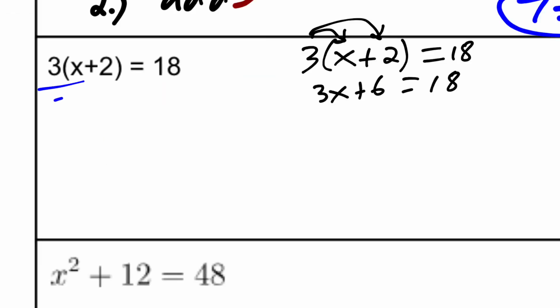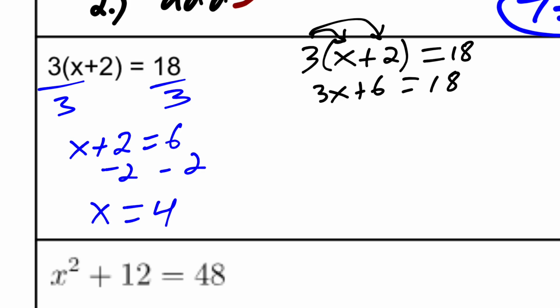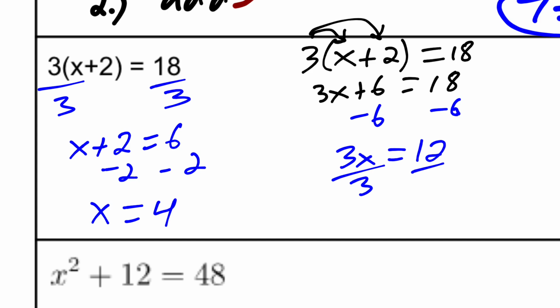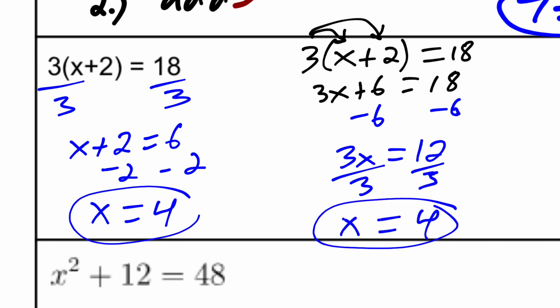For this next one, you could divide both sides by 3 and then subtract 2, and you would get x is equal to 4. I think a lot of people like to distribute first, in which case you would subtract 6 and then divide by 3, and you get x is equal to 4. Two different ways to solve the same problem. If you're comfortable distributing first, go for it, but you don't have to.